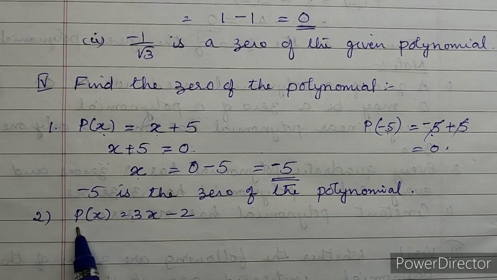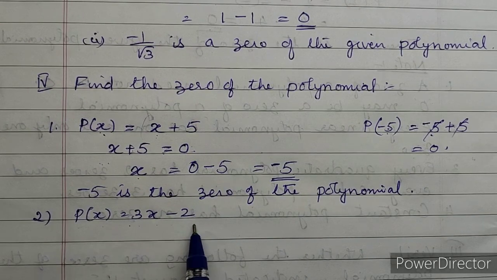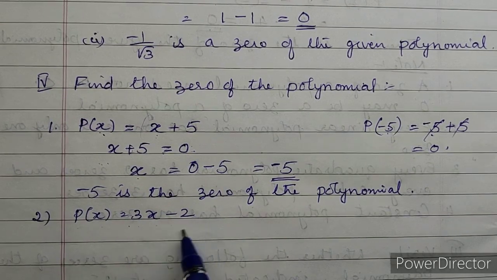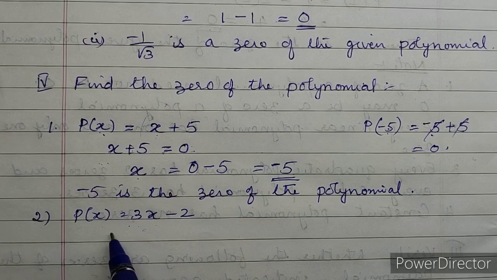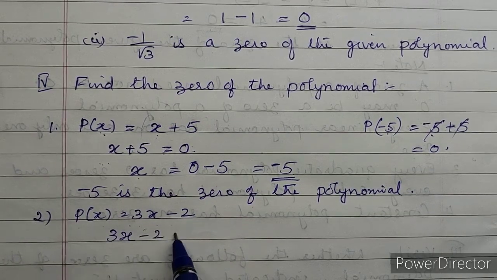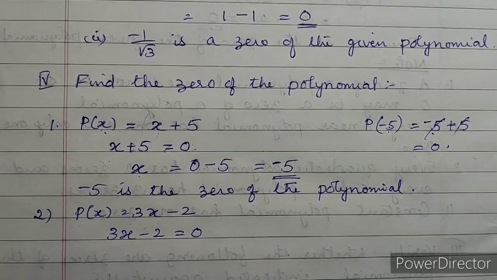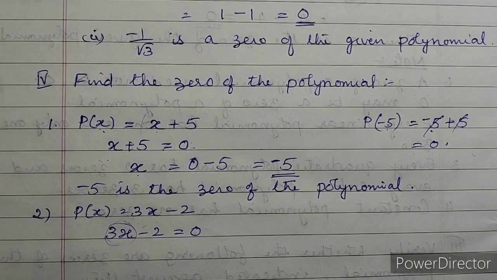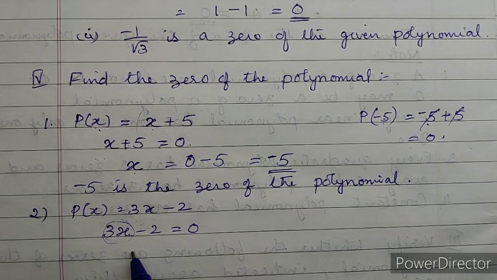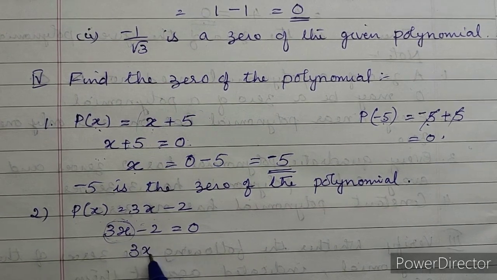Next sum, p of x is equal to 3x minus 2. What is the 0 of the polynomial? So first what you should do, 3x minus 2, you have to equate it to 0. Now the 3x term, wherever the x term comes, you have to keep it there. The remaining number you have to take to the other side or transpose it. So 3x I am keeping here.